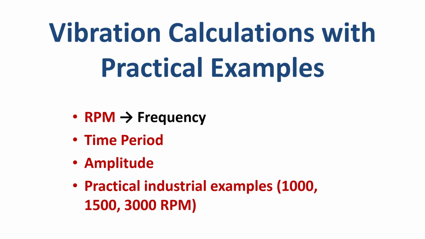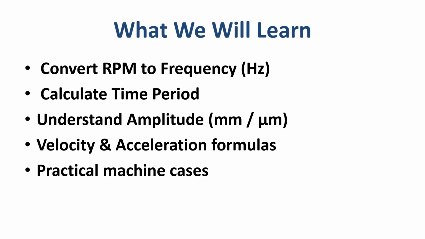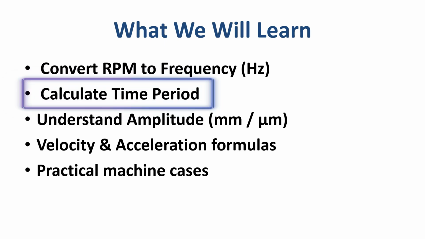Okay, so let's first revise the basics that we have already discussed in our last video. What is the frequency? Frequency means the number of vibration cycles per second, measured in hertz or CPS. The second is the time period. What is this time period? That is the time taken for one complete cycle. It's the opposite of frequency, measured in seconds. And the last one is the amplitude.